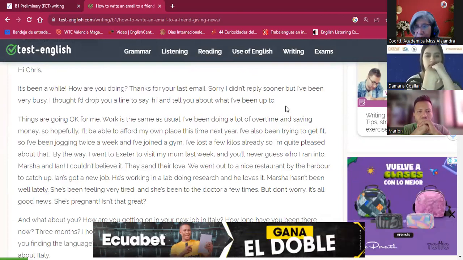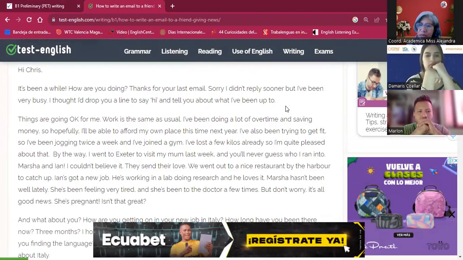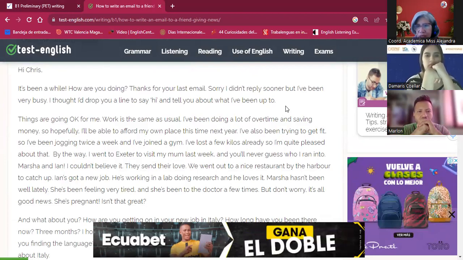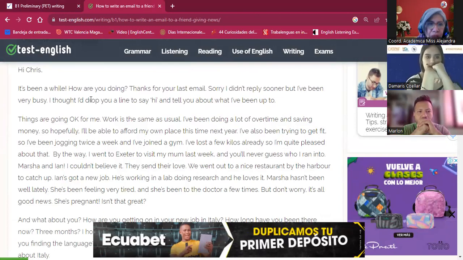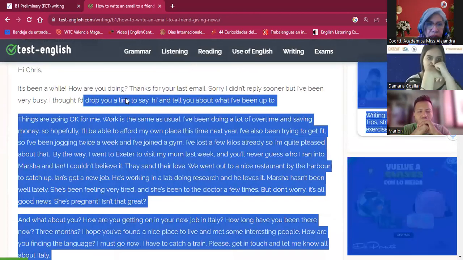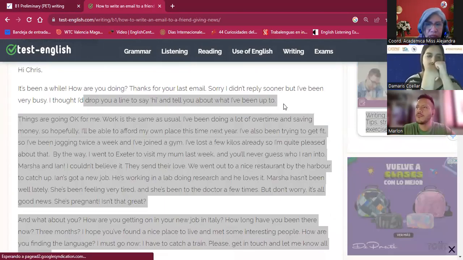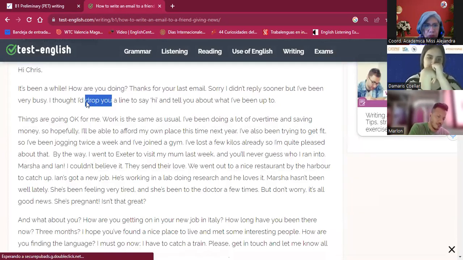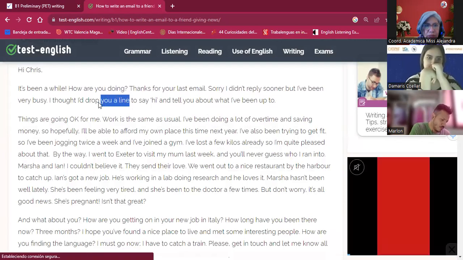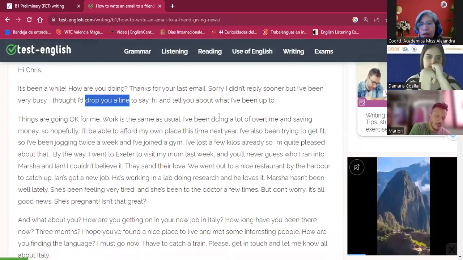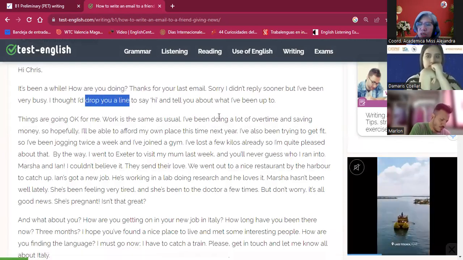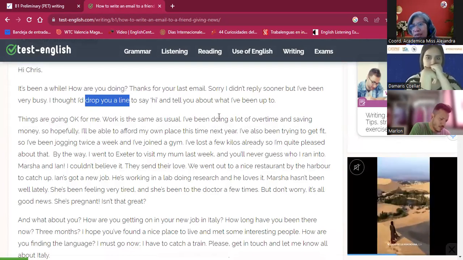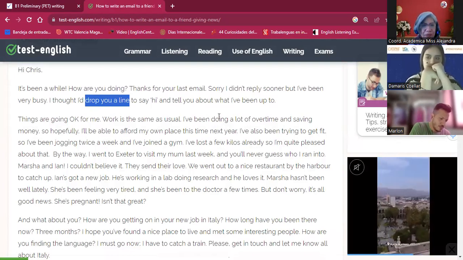Drop a line, write a note, send an email, write a letter, send a postcard. That is to drop a line, drop someone a line. It's a phrasal verb. Drop you a line. Send a message, send a note, send an email, etc.